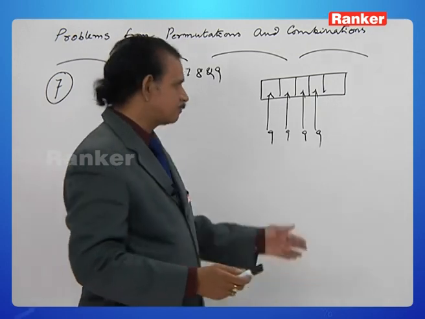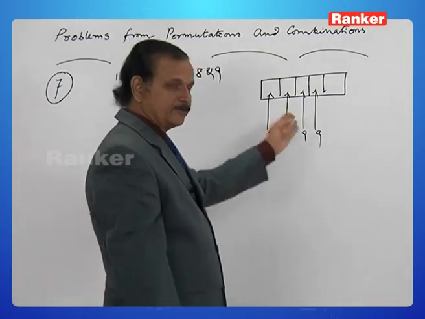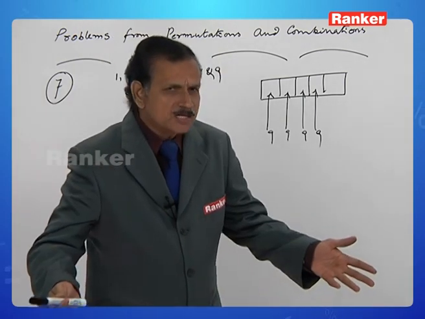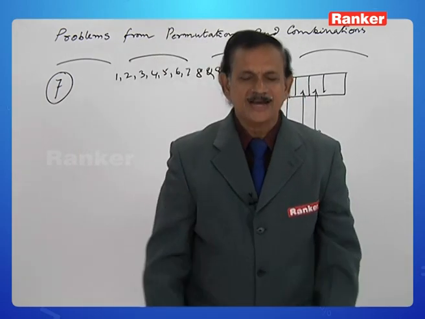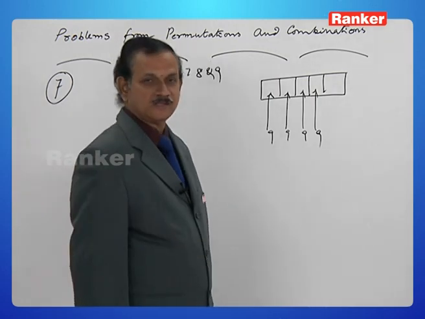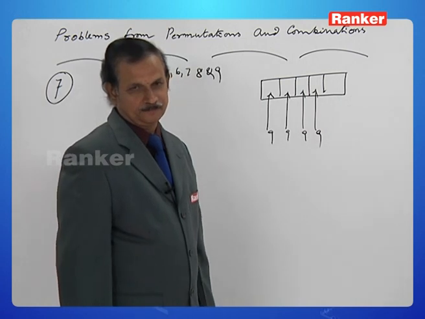The first 4 places have been filled. They can be filled in 9 into 9 into 9 into 9 ways. That is 9 power 4 ways because the repetitions are allowed. Now the right question is the way of filling the last place.